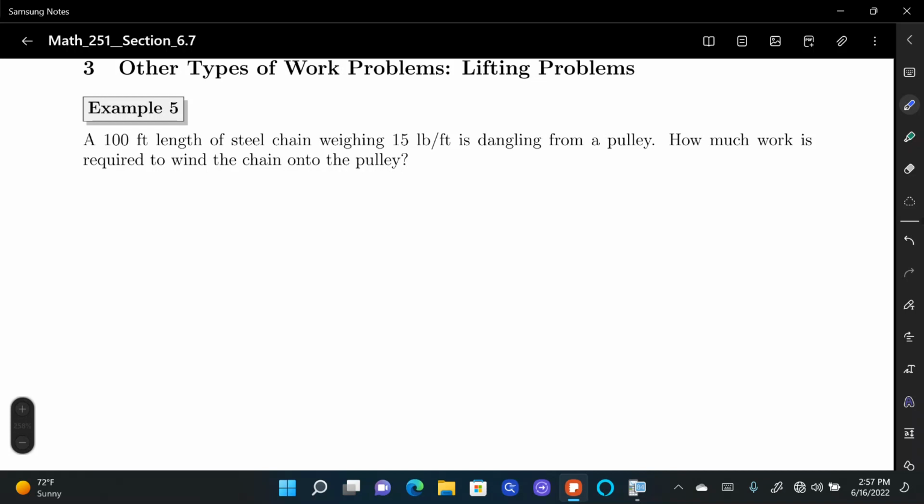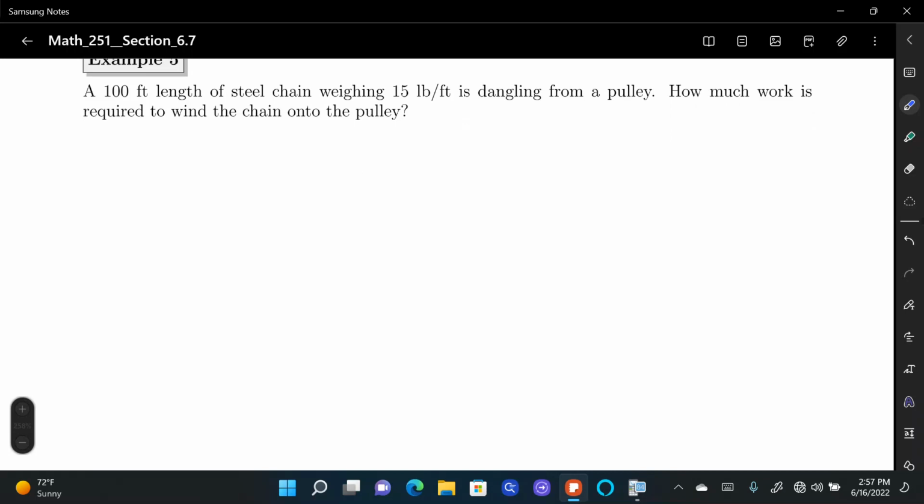Mass, in grams or kilograms, is the amount of matter an object has, as opposed to weight, which is a force due to gravity, and it's also expressed in terms of a density, as you can see from the units here. All right, so it's being pulled by a pulley, and how much work is required to wind the chain onto the pulley? Okay, let me draw a little picture here.